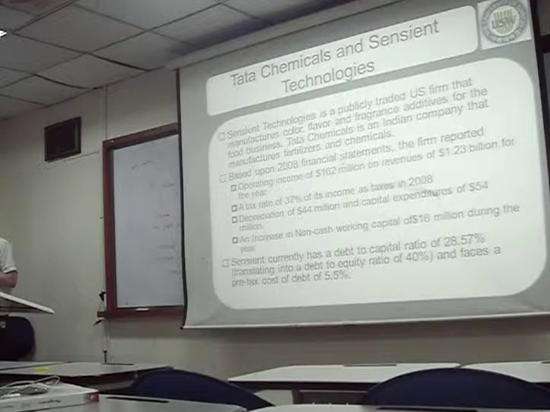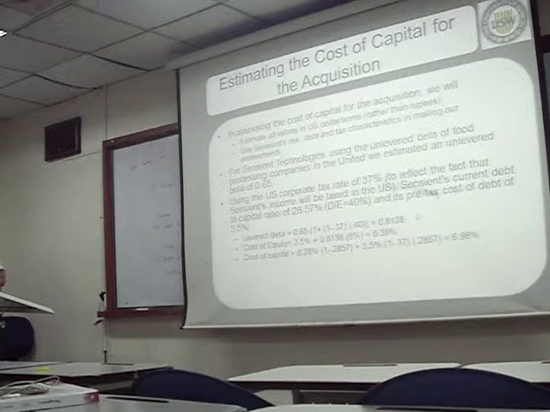So based on the 2008 financial statements, the firm had this operating income, these revenues, tax rates, depreciations, and so on. It has a debt to capital ratio of 28.57%, debt to equity ratio of 40%, and pre-tax cost of debt of 5%. So we look at the data for the company. Okay, we're going to use US dollars rather than rupees.